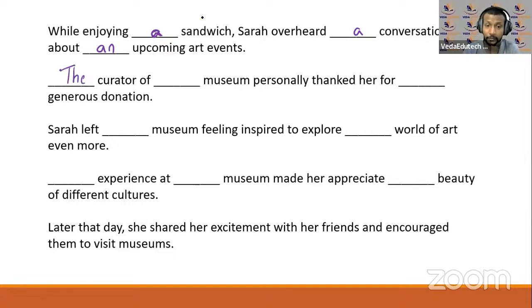The curator of the museum personally thanked her for a generous donation. It can be any amount. Thanked her for a donation, a generous donation. Sarah left the museum inspired to explore the world of art even more, right?